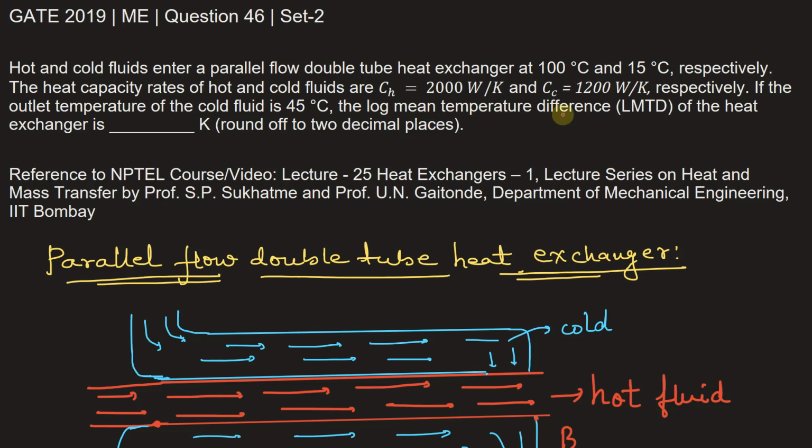Now let's go back and fill the blank at the beginning of the question. The log mean temperature difference LMTD of the heat exchanger is 57.71 Kelvin.